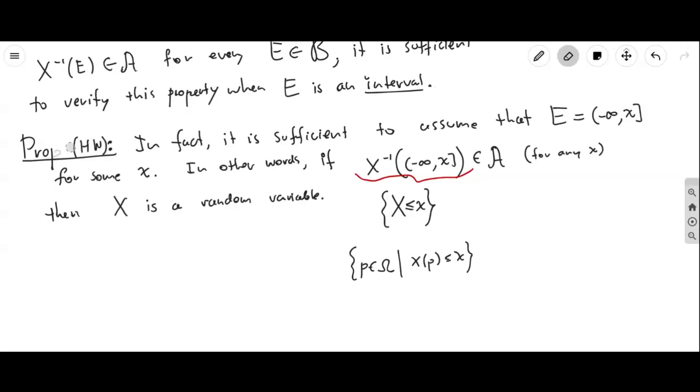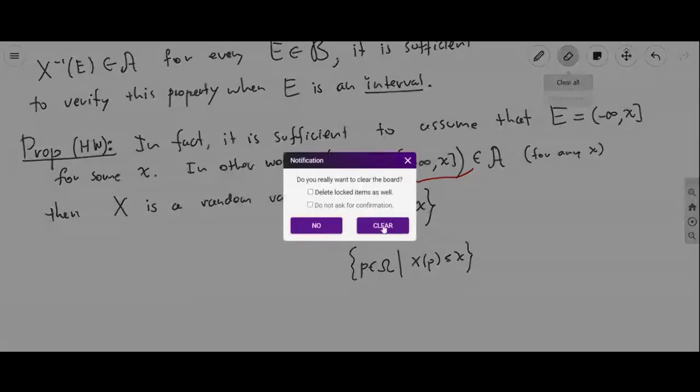So it's not difficult to show. You can try doing that yourself. The next topic that we're going to discuss is what is known as the distribution, the distribution of a random variable.